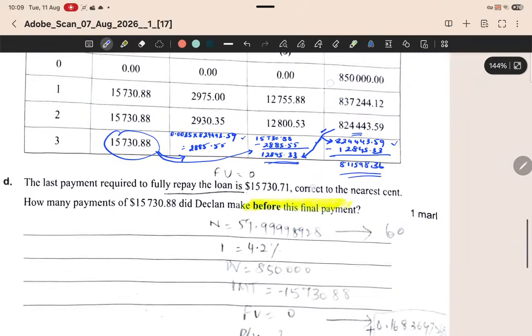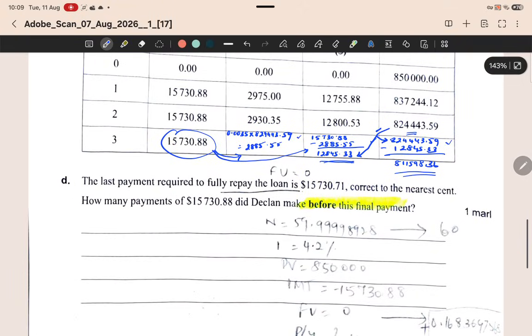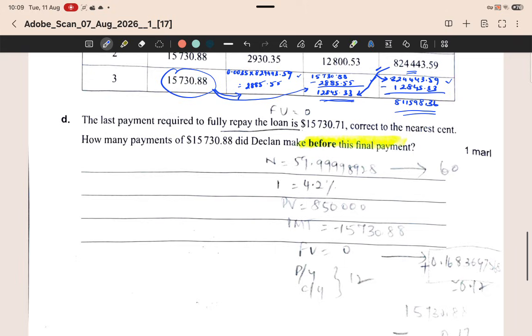So these are standard questions that usually occur in every paper. Now the last question is usually what sets students apart. The last payment required to fully pay the loan. Now when I read the phrase fully pay the loan, I understand that the future value is 0. And here they've given you the last payment correct to the nearest cent.